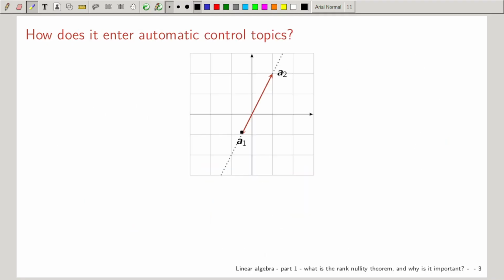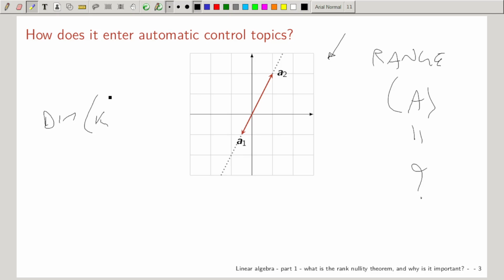Non-trivial stuff. How does it enter into automatic control topics? The range of this A equals 1. True? The range is 1. True? Dimension of the kernel of this A. How is it to be?